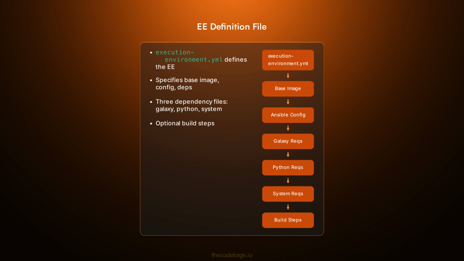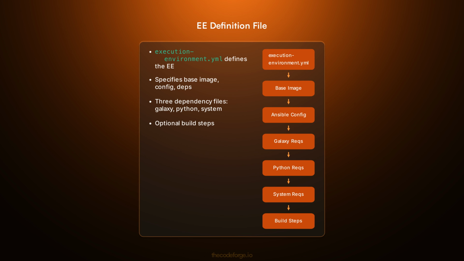The EE definition file is the blueprint. It specifies the base image, Ansible config, and 3 dependency files: requirements.yml for collections, requirements.txt for Python packages, and bindep.txt for system packages. You can also add custom build steps.